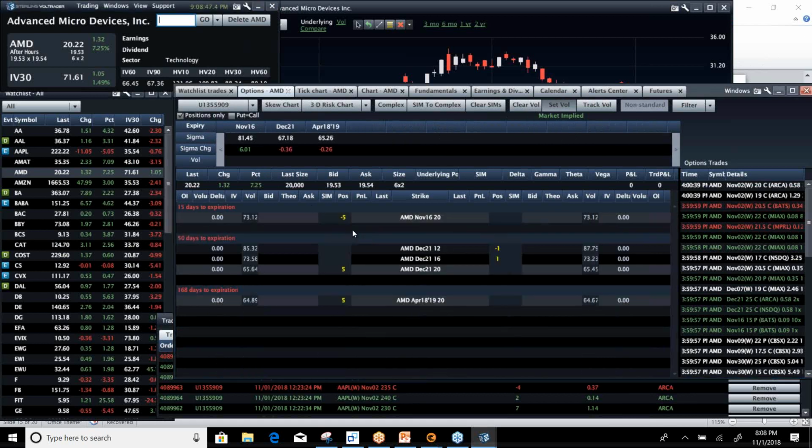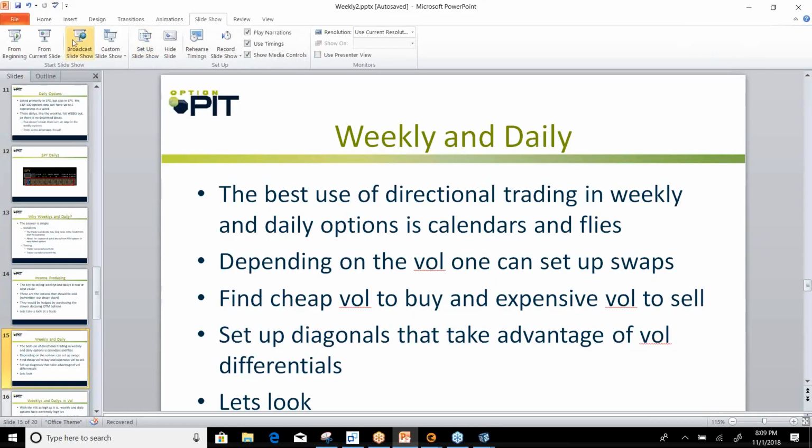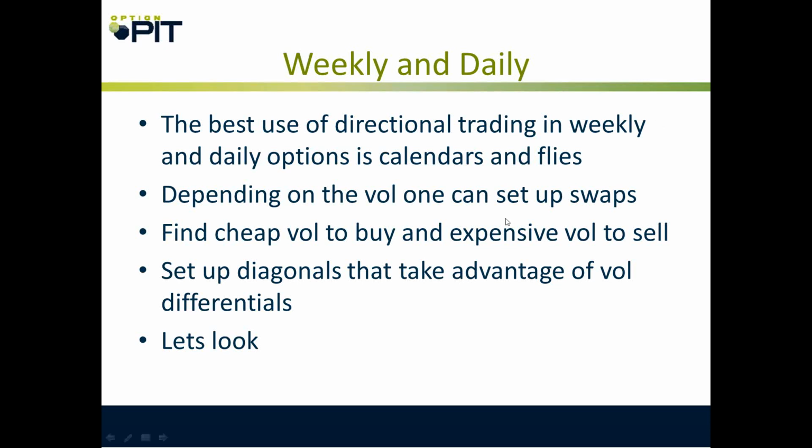Going into today, I still have it on. I have the November, December 20 call calendar on. I hedged it with a cheapy December put spread. Not bad.